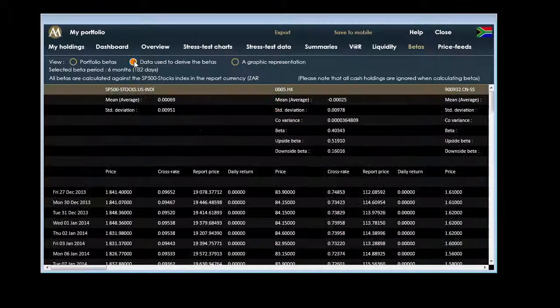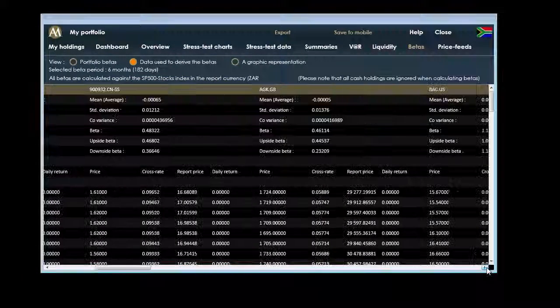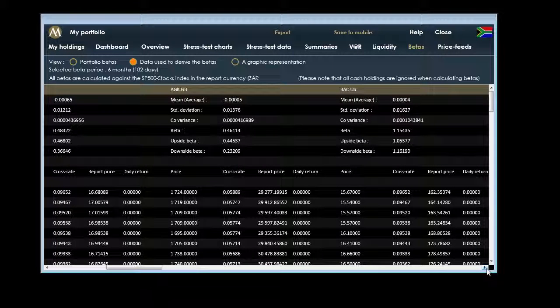Toggle the buttons at the top to see the individual data for each security. This is useful if you are unsure about any results and want to isolate the responsiveness of a particular share. The first few columns again show you the information pertaining to the index, and you can see each daily return reflected here in columns off to the right.